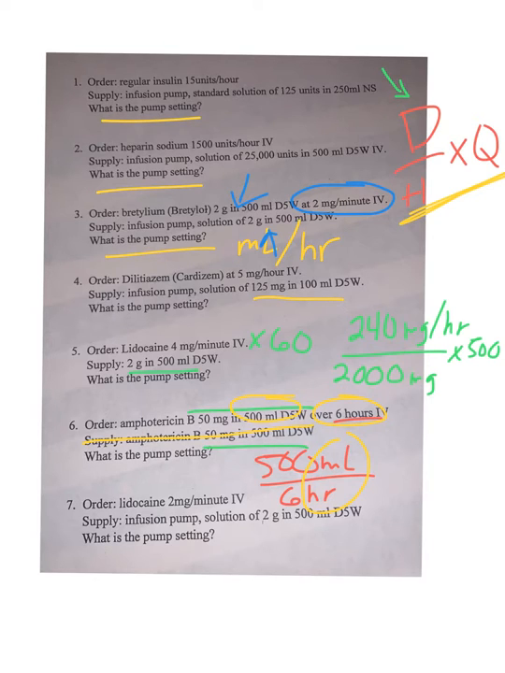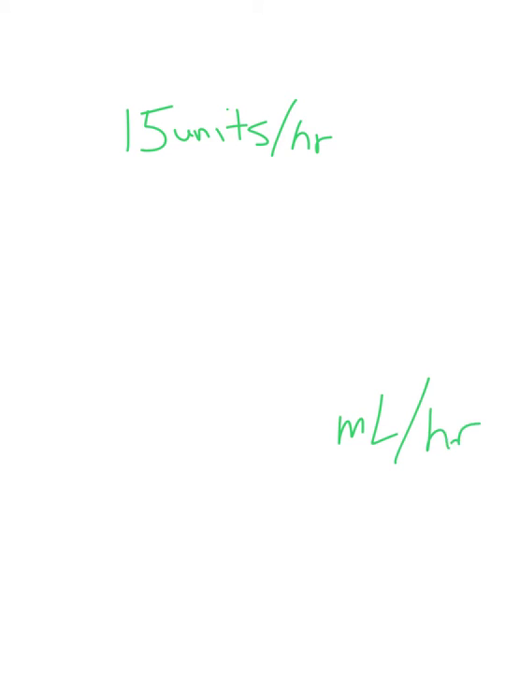So again, that's the way to think about that, is to set this up. What that would look like: the ordered dose is 15 units per hour. And again, I'm trying to get it to milliliters per hour. Right now, since it's already per hour, we really don't have to think about that very much. We're not going to have to do anything to it because it's already in the amount of time that I need it to be given.